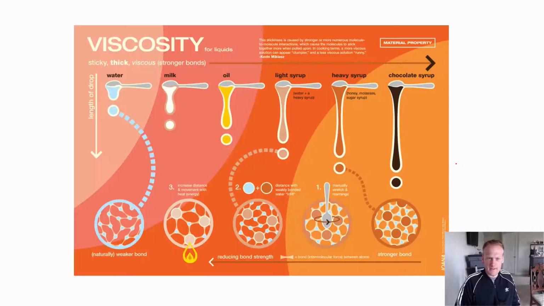All right, just a little chart. You can see how water has really low viscosity, and heavy syrup like corn syrup would have a high viscosity, a high resistance to flow, okay? And it's trying to show down here that that's because of how the bonds are in between those molecules. Not bonds, intermolecular forces, okay?